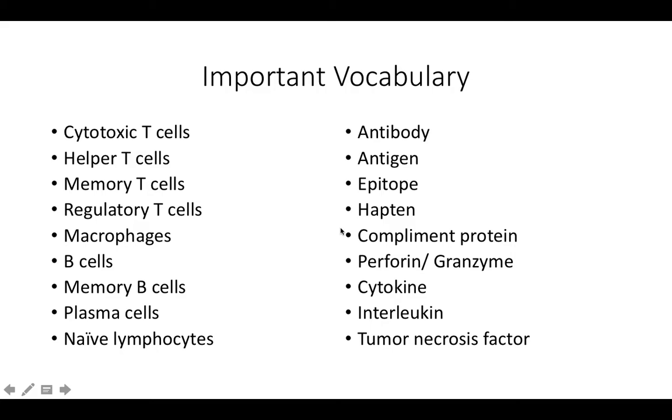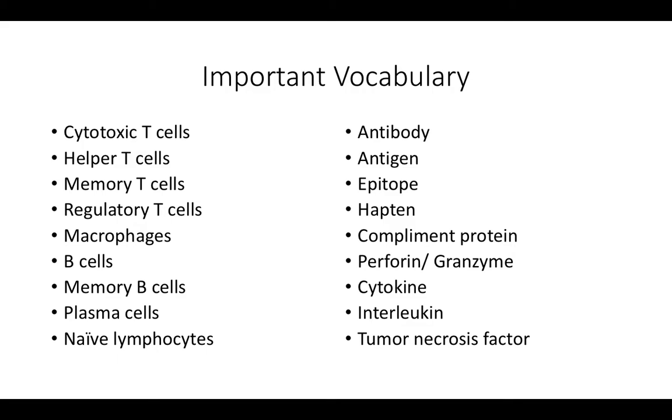Okay, so this slide here is basically just meant for you guys to use to help you study and familiarize yourself with important terms. So I'm just going to go through these quickly. If you'd like to skip ahead and study them on your own time, you can go ahead and fast forward. But we'll start with cytotoxic T cells.